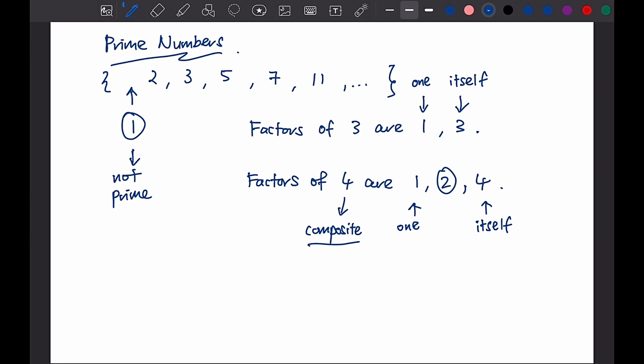However, if we consider the factors of 4, 4 can be divided by 1 and 4, which is itself, but it also has an extra factor of 2, right? So we consider 4 as a composite number.